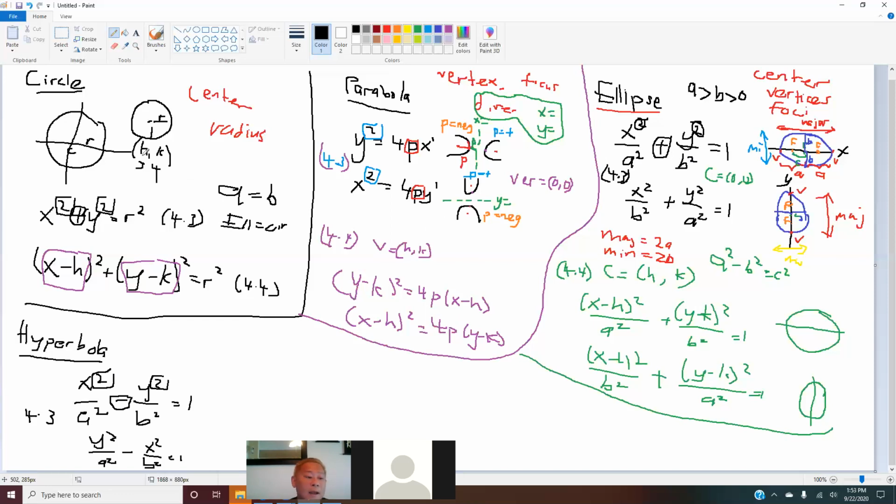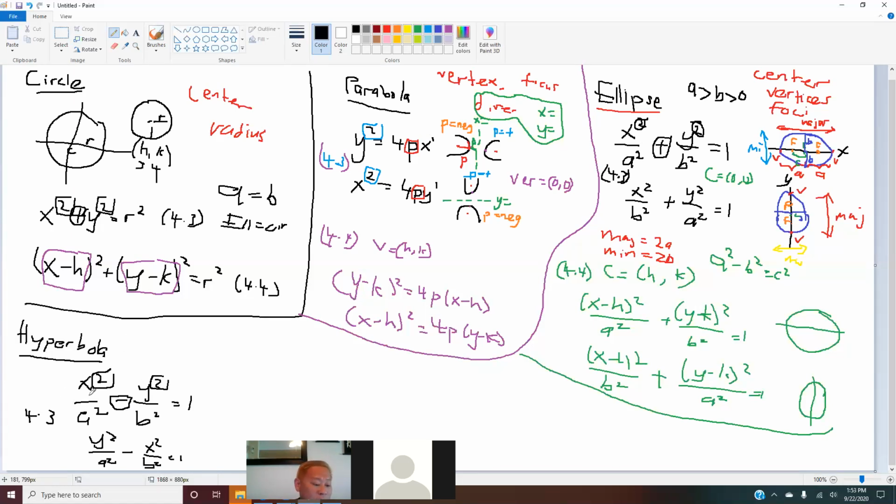Okay, you use a minus sign. So these are all plus, this is all plus. This one has no plus and minuses because they are parabola. This one you see a minus sign here. So that is your hyperbola here. So it depends on which one is the positive.